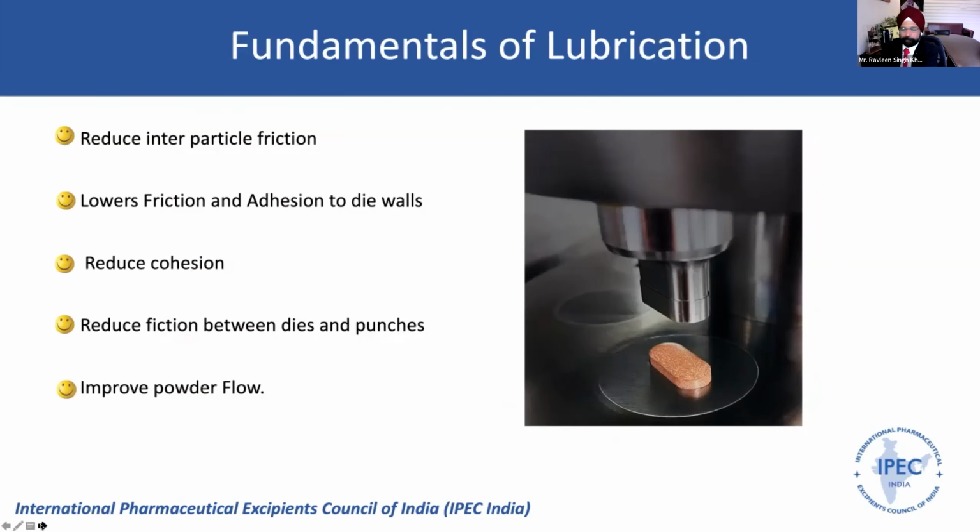Now, some fundamentals of the lubrication. So what in lubrication we do is reduce the interparticle friction. We lower friction and adhesion to the die walls. We reduce the cohesion. We reduce the friction between dies and the punches, and we try to improve the powder flow. So these are the few fundamentals of lubrication, which is done during the process of tableting.